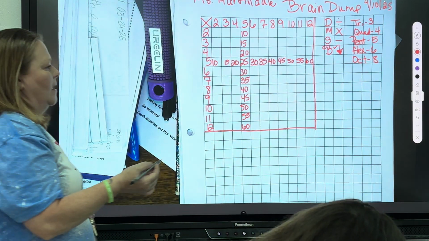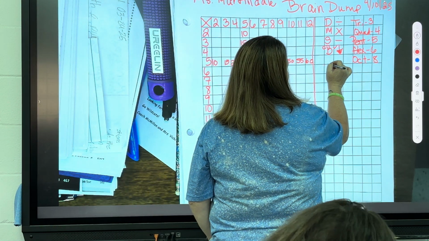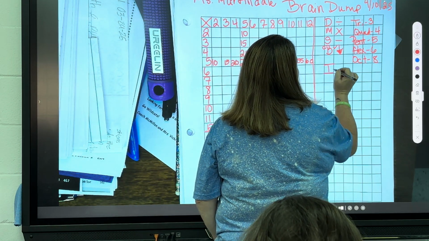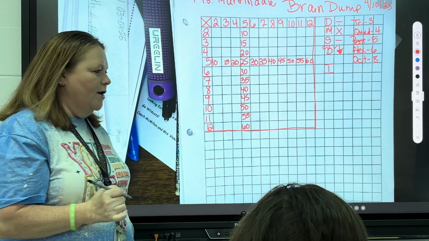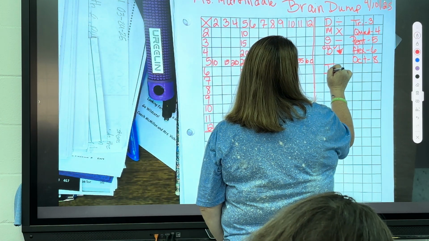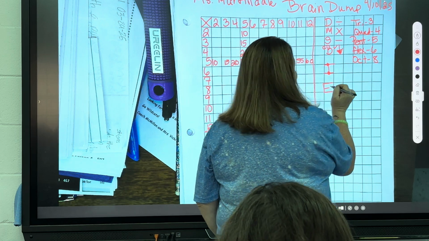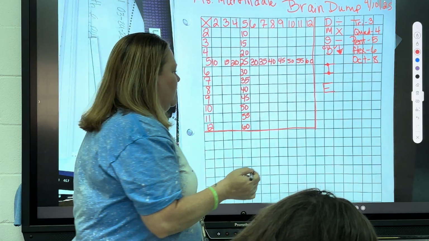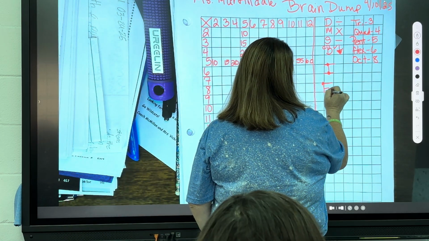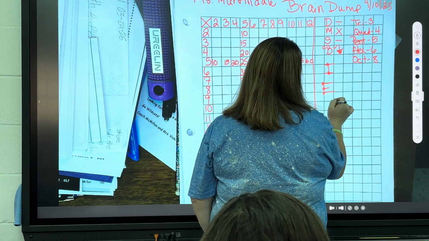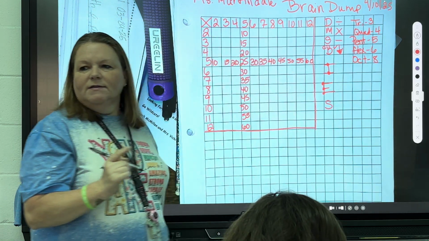IES. What is I? Isosceles. How many equal sides? 2. What is E? Equilateral, and it has 3. Very good. S has none. What do we call it?